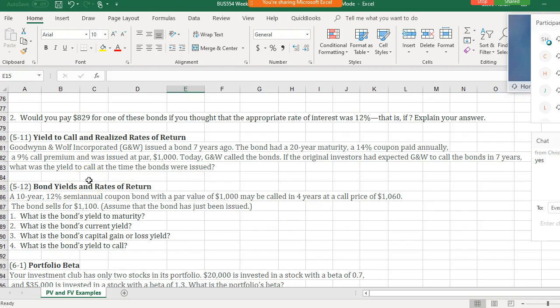Okay, so that was question 11, and we'll do one more, question 12, and then we'll move on to chapter 6. So for question 12, it says here, a 10-year, 12% semi-annual coupon bond, par value of 1,000, may be called in 4 years at a call price of 1,060. The bond sells today for $1,100, and we're assuming it was just issued. The questions are: what's the bond's yield to maturity, its current yield, capital gain or loss yield, and yield to call. So let's do yield to maturity first, since that's question 1. It's a 10-year bond, 12% semi-annual coupon, par of 1,000, sells today for $1,100.